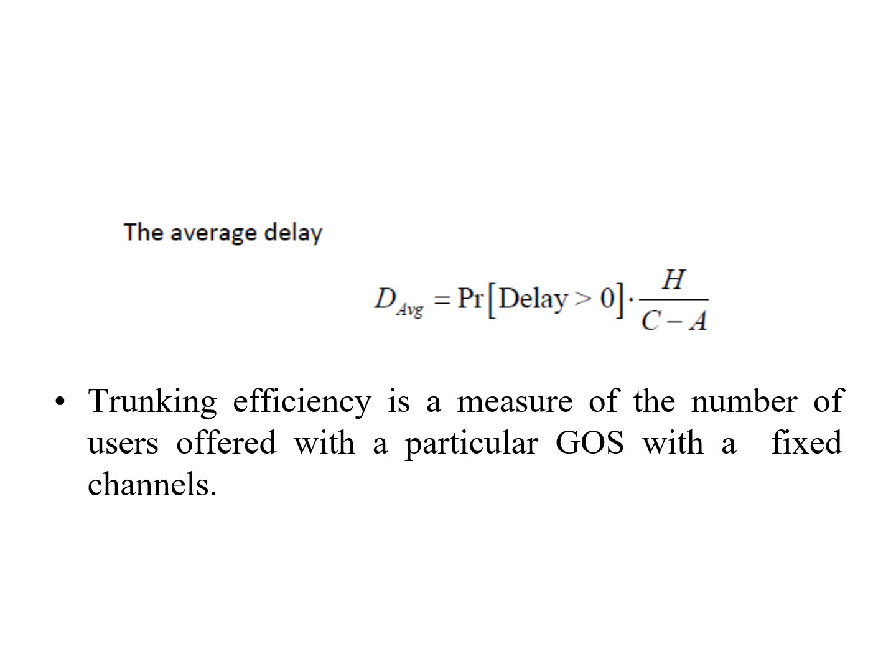The average delay D average is equal to probability of delay greater than 0 multiplied by H over (C minus A). Trunking efficiency is a measure of the number of users offered with a particular GOS with a fixed number of channels.